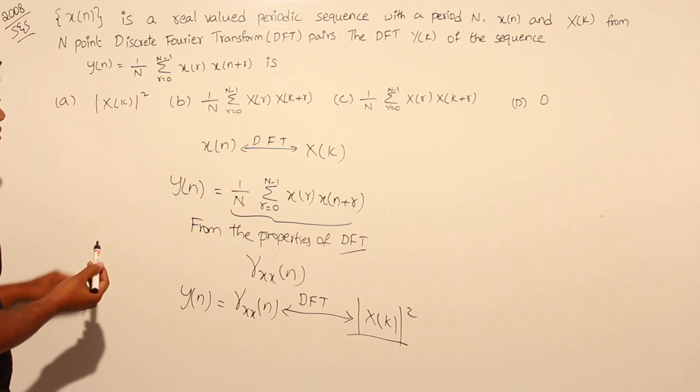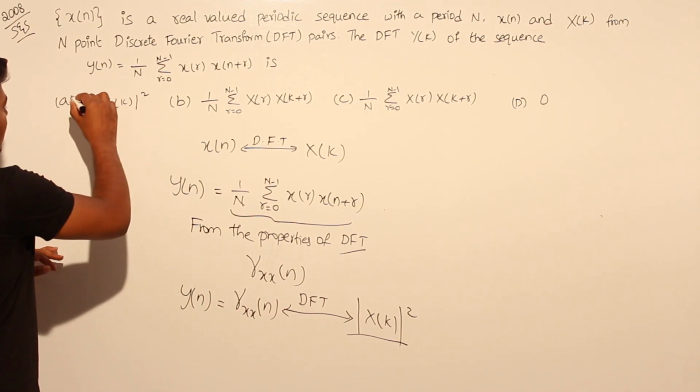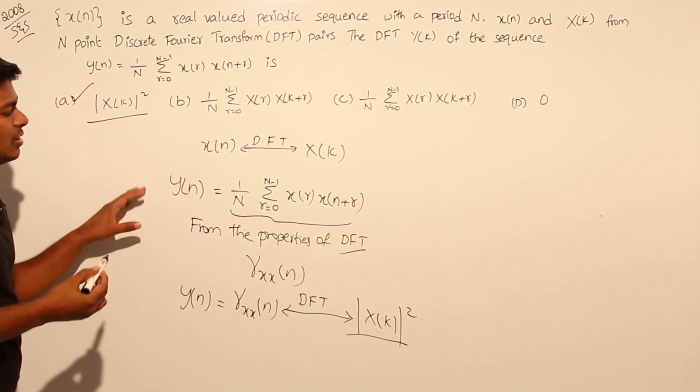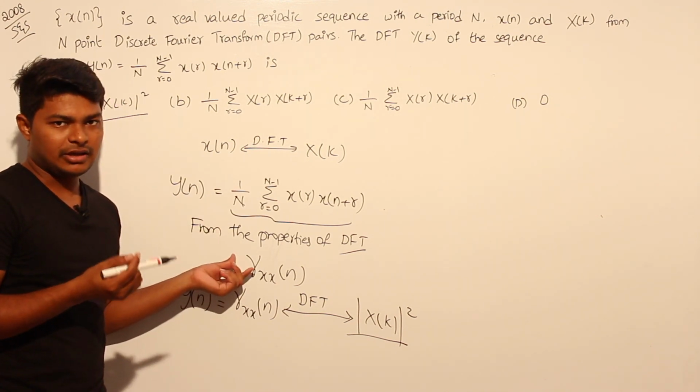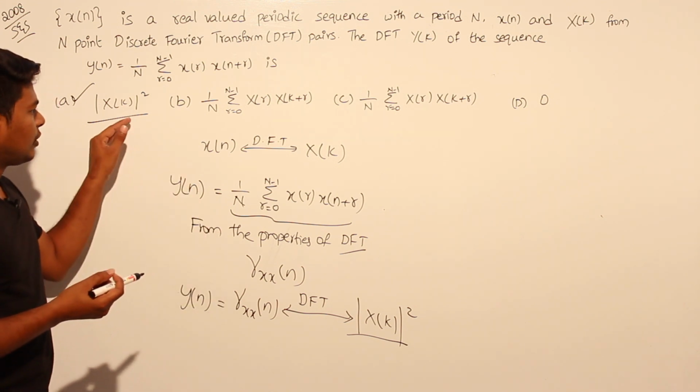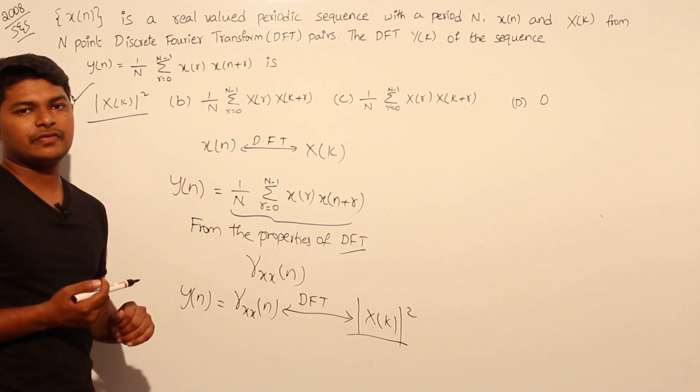In the options, mod of X of k whole square, option A is the correct answer. So by just using a small autocorrelation property, you can pick the answer within a fraction of a second.